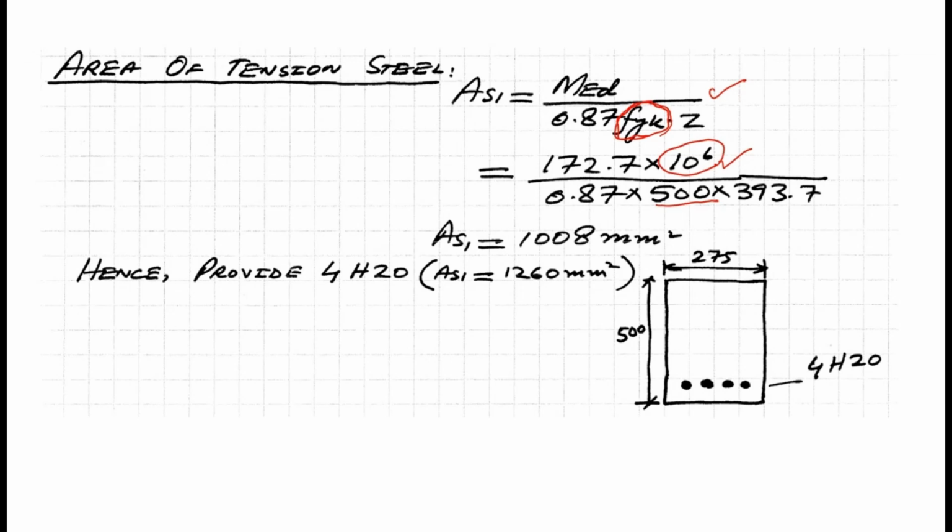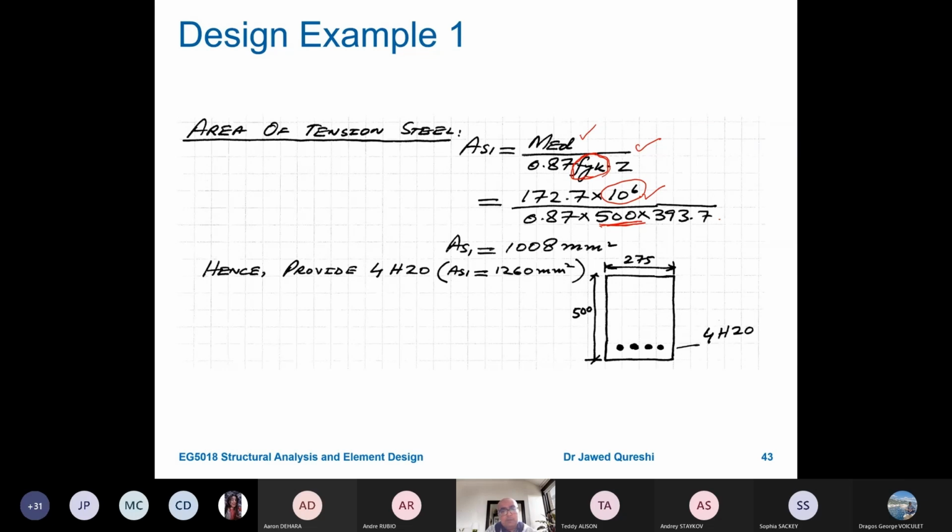Sorry, will it give you the FYK value in the question? Yes, FYK will be given to you in the question. If it is not given to you, assume it to be 500. But it will be given to you. FCK will be given as well. Because the denominator here is FYK in Newton per millimeter square and Z in millimeter, the moment has to be converted into Newton millimeters. Always convert it. Otherwise, you will get a very small value like 1.02 or 0.002, which will not make sense.